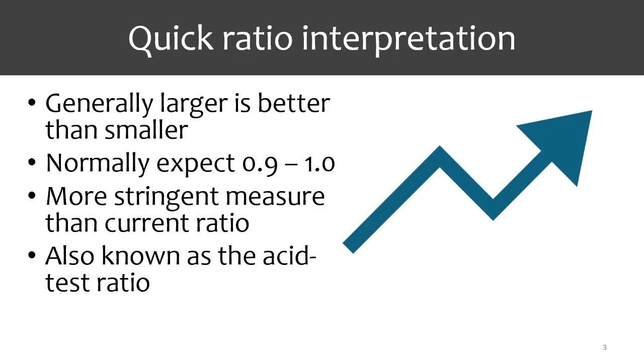When interpreting the quick ratio, it would generally be better to have a larger quick ratio than a smaller quick ratio. We would normally expect that the quick ratio would be 0.9 to 1. A quick ratio of less than 0.9 may indicate problems paying bills. These statements are all general in nature. There are always exceptions. The quick ratio is a more stringent measure than the current ratio. The quick ratio is also known as the acid test ratio.